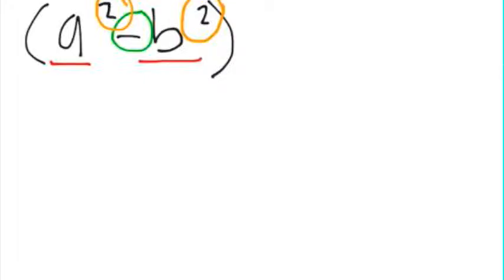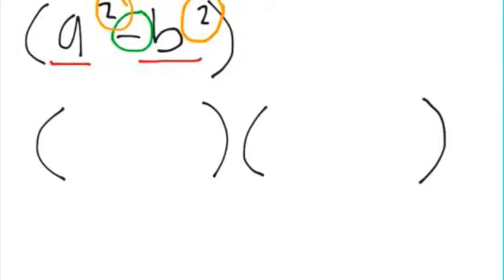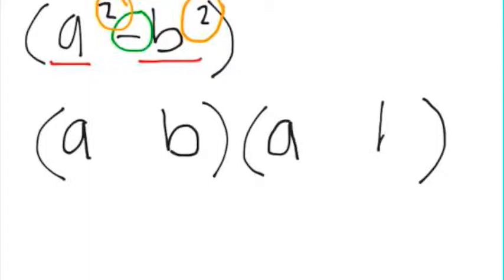So now we can address this problem. How do we do it? We start by placing two different parentheses and we look at the first part of the binomial. What is the square root of a squared? A. What is the square root of b squared? B. So the next step is to copy the first parenthesis into the second parenthesis.